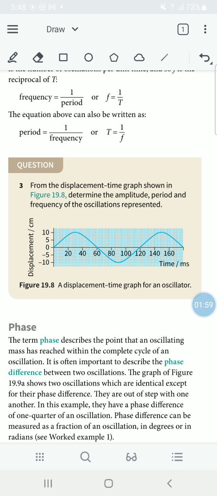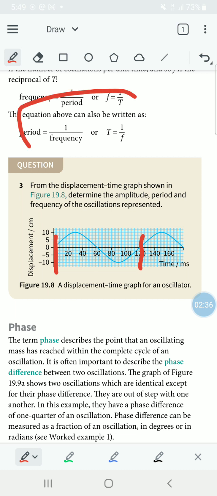So the single oscillation means from where to where? You have to figure out where it starts. So it starts here, then it ends here. That's the single oscillation. So the time for a single oscillation is 120 milliseconds. So from the graph you can take it is 120 milliseconds. So that is the period. Then from that we can find out our frequency. Always remember, if the frequency has been given, you can find the period, and if the period has been given, you can find the frequency using these equations, right?